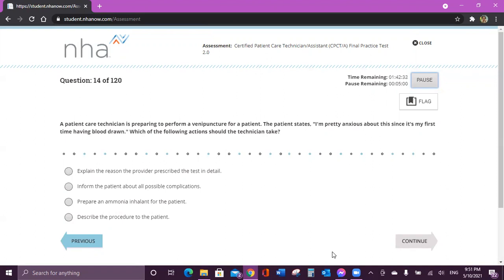A patient care technician is preparing to perform a venipuncture for a patient. The patient says, I am pretty anxious about this. It's my first time having a blood draw. Which of the following actions should the technician take? Explain the reason the provider prescribed the test in detail. Inform the patient about all possible complications. Describe the procedure to the patient, yep.